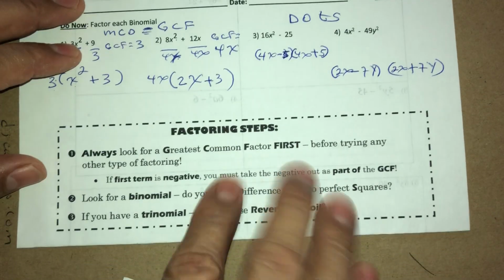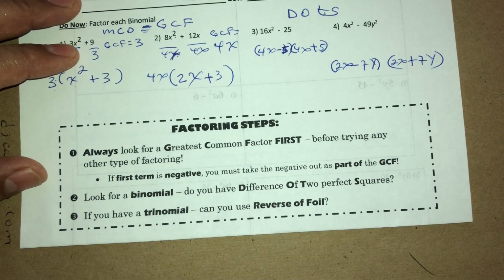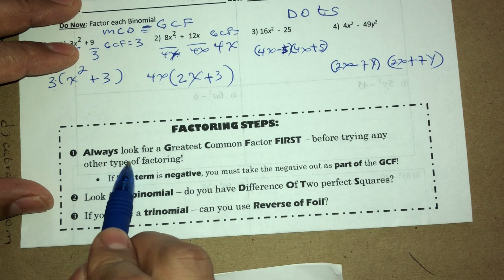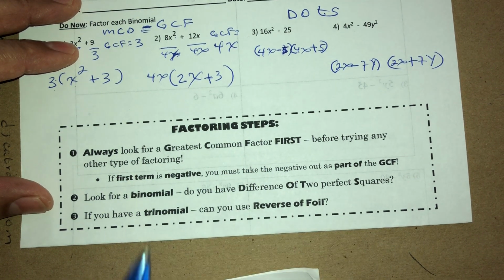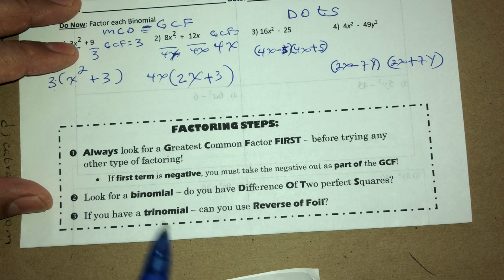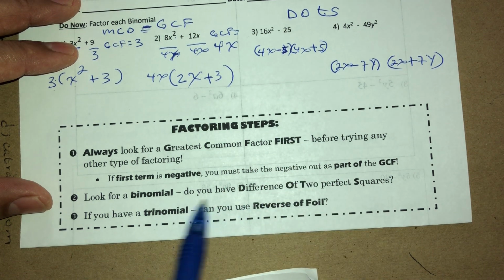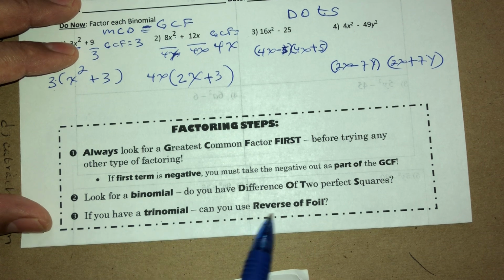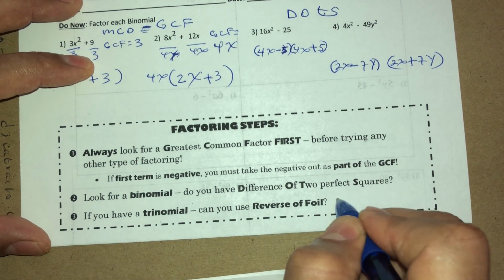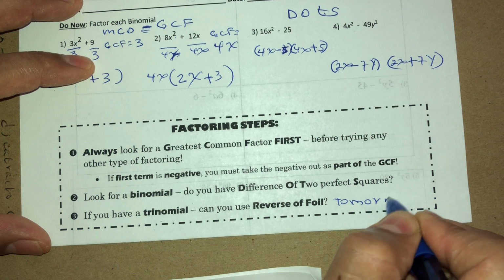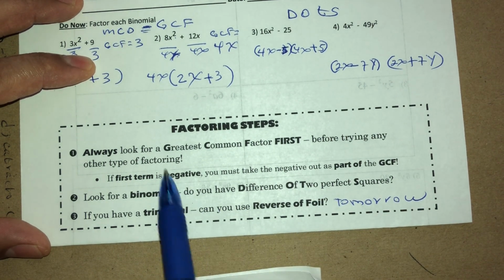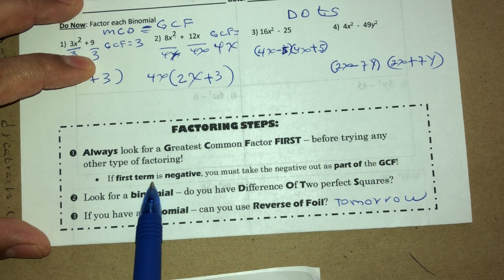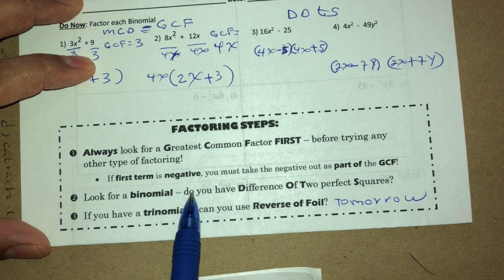So you have here the steps, all right? But remember, your first step is always to look for the GCF, always, all right? When you have the GCF, you have to see if it's going to be a difference of squares or a trinomial, which is reverse FOIL. But this one we're going to do tomorrow, okay? So we're not going to do that today. We're going to do just the first two. We're going to use the GCF first, then we do a difference of squares after, okay?